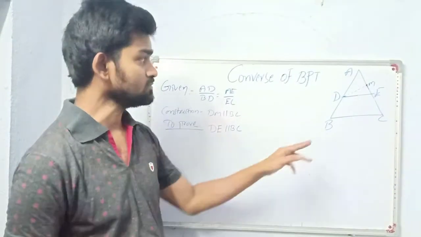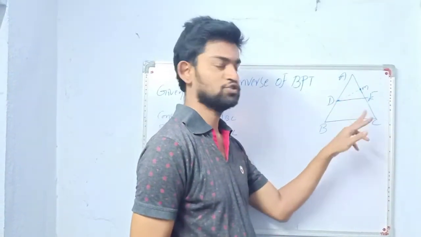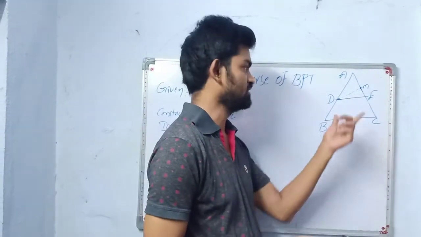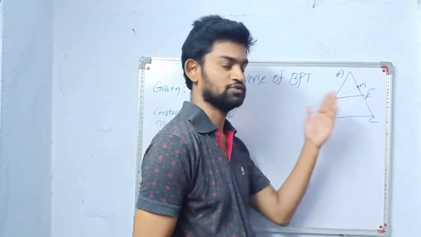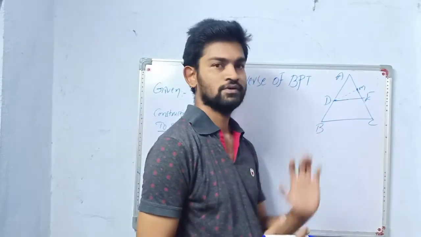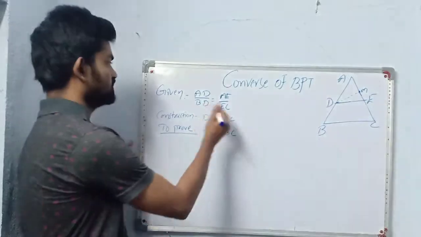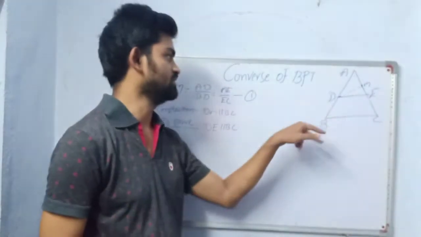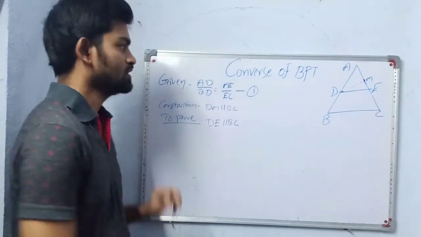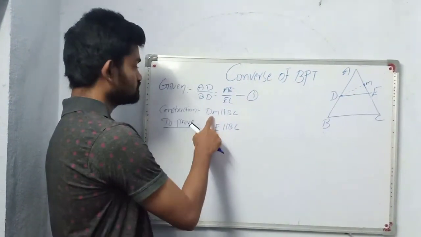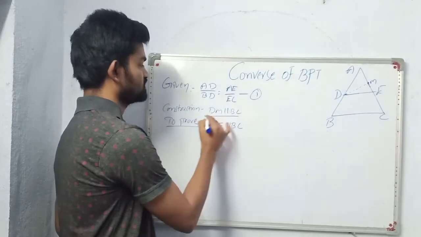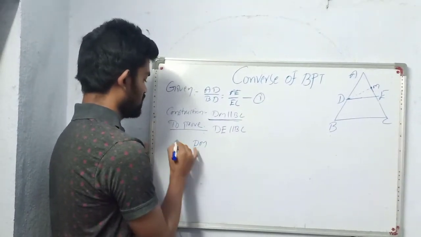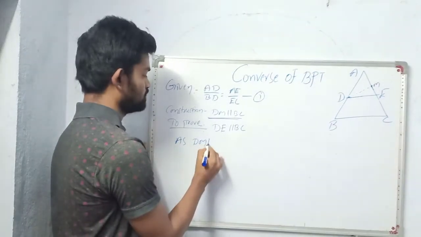Now see here, I am assuming that DM is parallel to BC. It is not that DE is parallel to BC; I am assuming DM is parallel to BC. Okay. So what is given is already there, given in the statement, that is AD by BD equals AE by EC. Now we have done our construction, DM is parallel to BC.